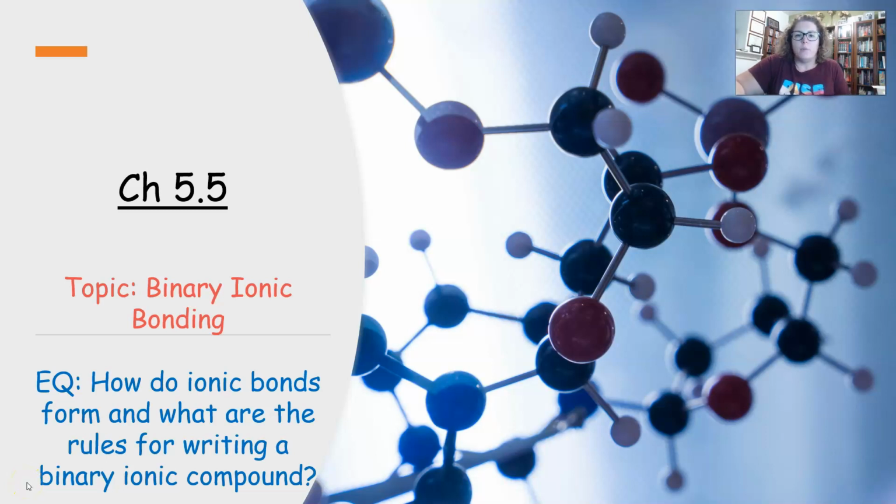Hello everyone. Today we're going to talk about our first type of compounds called ionic compounds. Now with ionic compounds there's a couple different rules. As you see on the slide, we're going to start with the binary ionic compounds first, which means two elements only.